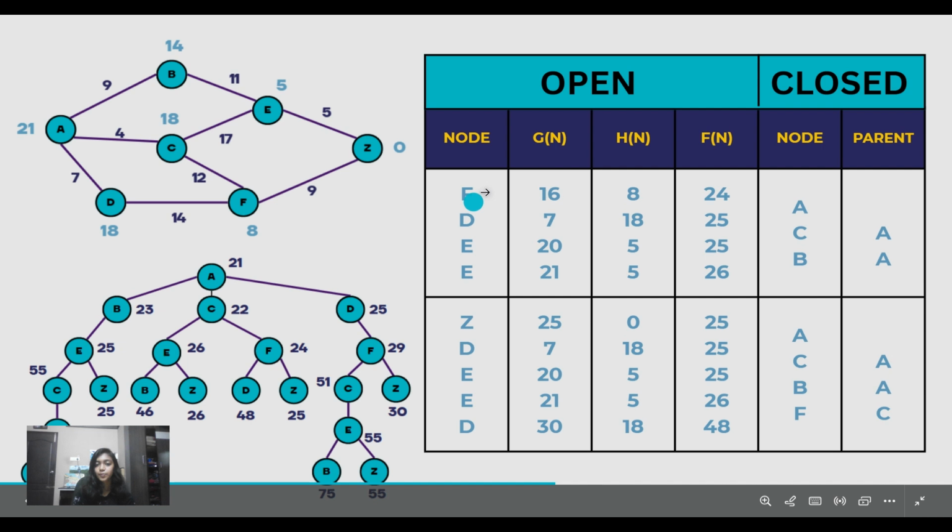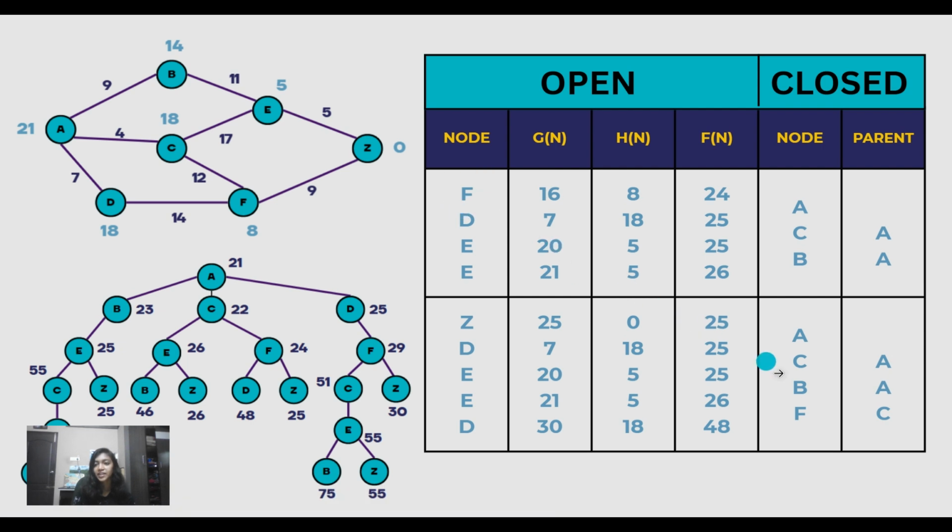As we have explored F, I will write it in the closed column. Since C is the parent of F, as you can see here, I will write C here. If you note carefully, we have three nodes which have the same f of n value. Z, D, and E have the same f of n value of 25.